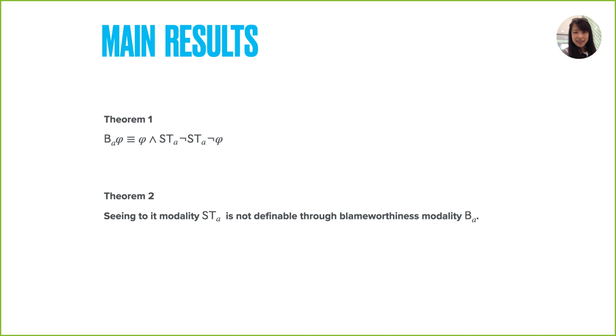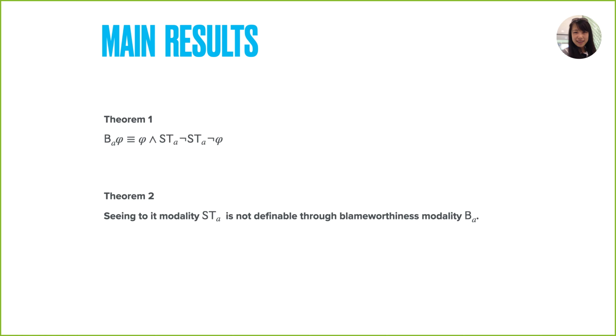So we have two main results. The first result is the definability of blameworthiness. It is in theorem 1. It says that an agent is blamable for phi if and only if phi is true, and A sees to it that A does not see to it that phi is false.